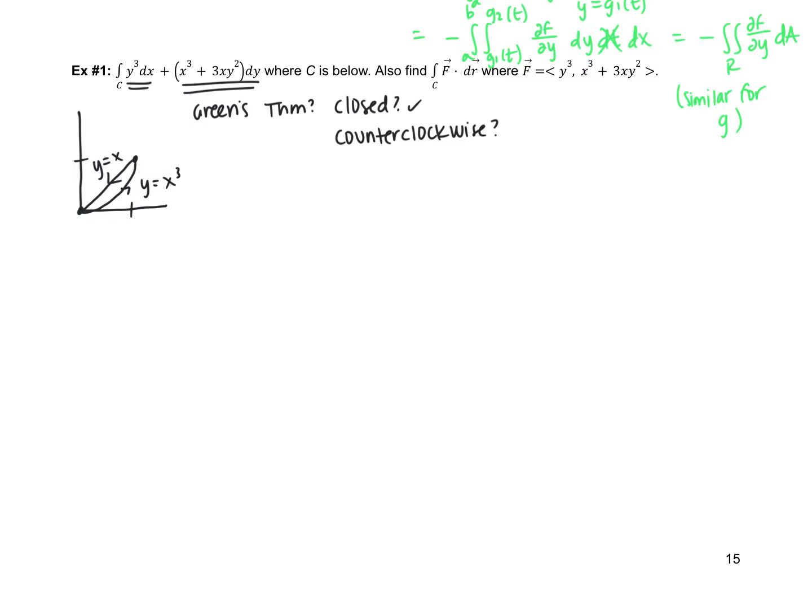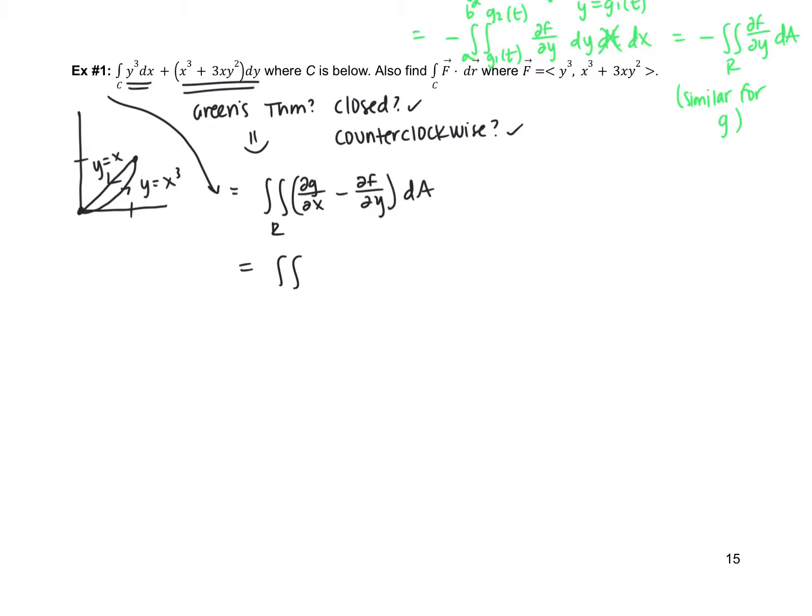And so as we're moving around, the surface should be on our left, so that's true. So yes, we can use Green's theorem. So what that means is this line integral is going to turn into a double integral over the region R, where we take the partial of g with respect to x, subtract the partial of f with respect to y, and then dA. Okay, so I'm going to figure out the bounds in a minute.